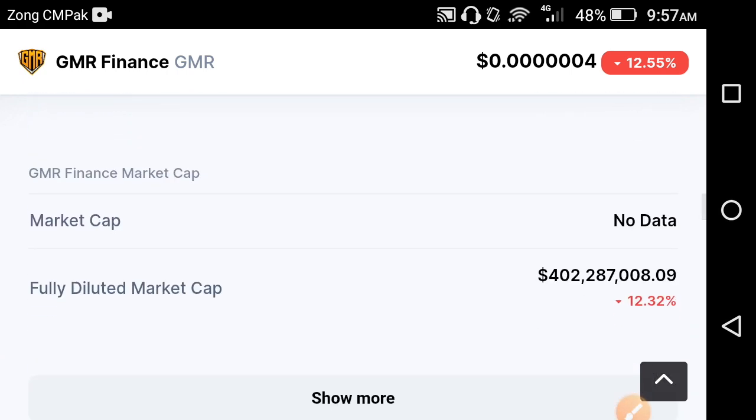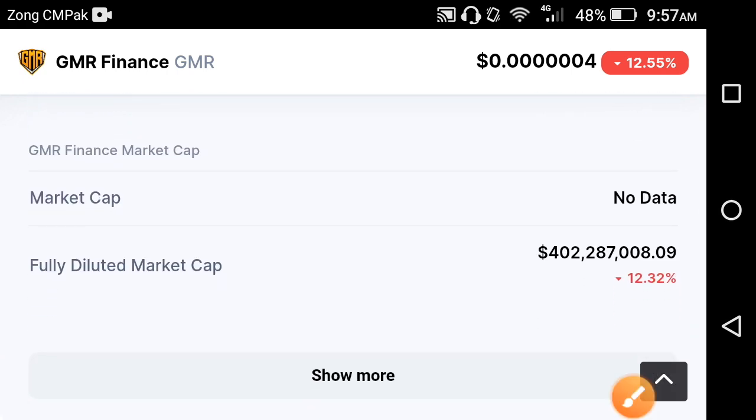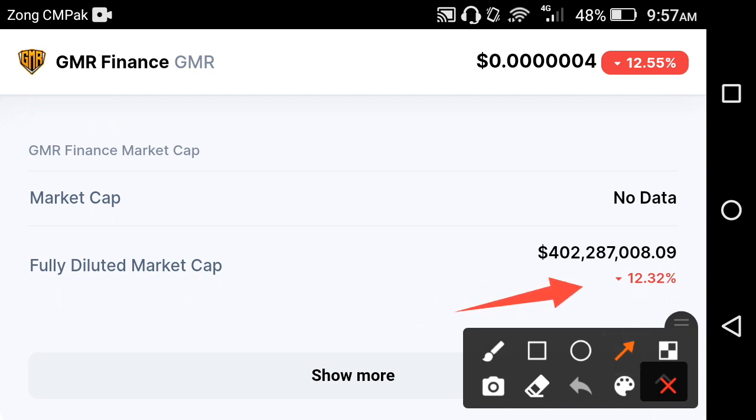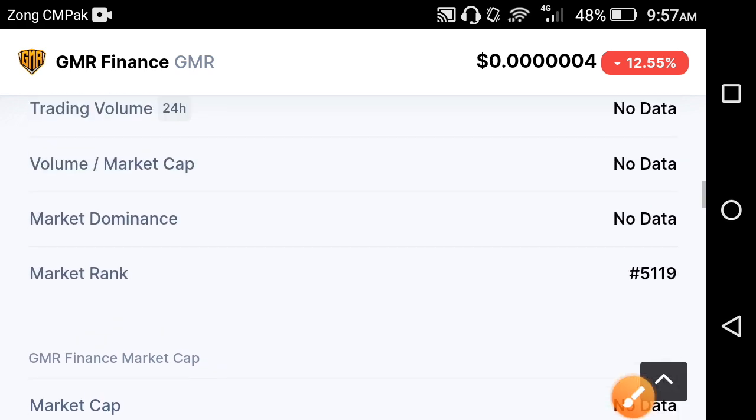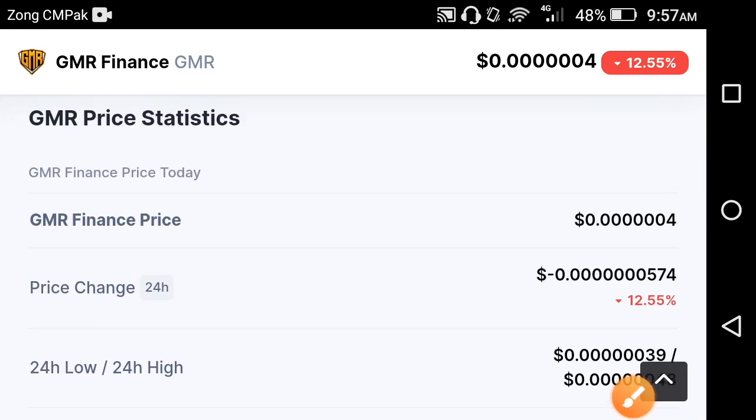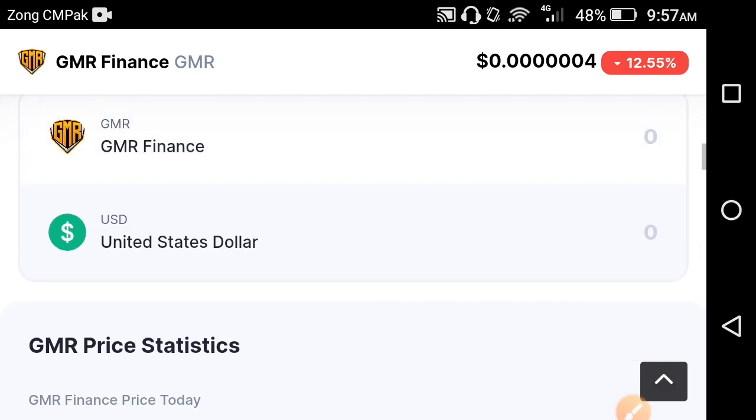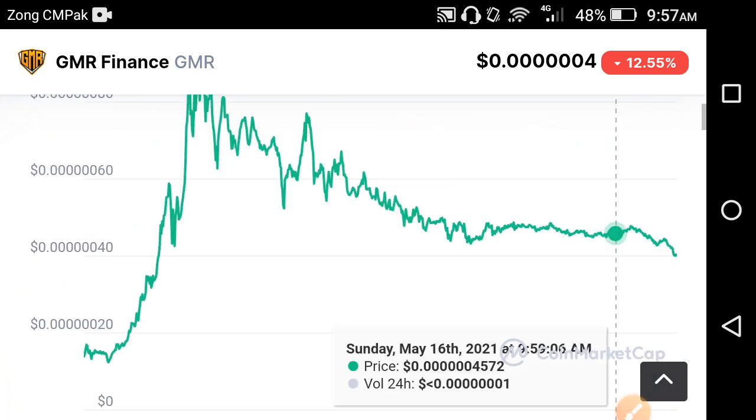As you can see here, the fully diluted market cap is also going down fast. Oh my god, that's gone wrong. Negative 12.32%. The market cap fell fast. Oh my god, I can't believe that. And the price signal, I already told you that 12.55% the price fell fast friends.